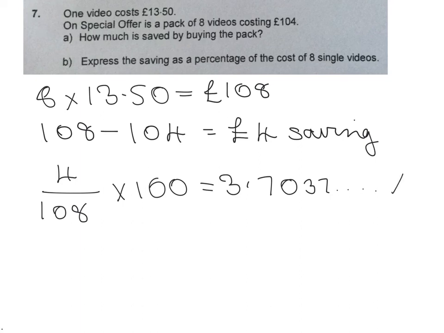3.7037 percent. Now, play safe. If you're not told otherwise, round to 2 decimal places. So there's my second decimal place. That's what's going to decide whether we stay or go up. So as it's a 3, the 0 is going to stay as is. So 3.70% is our final answer for B.